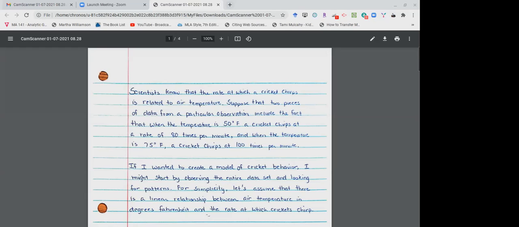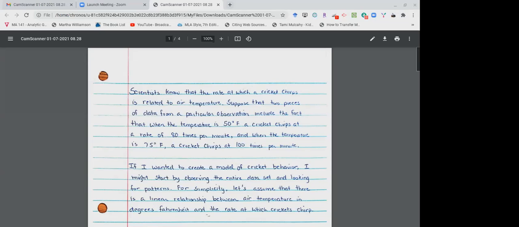If I wanted to create a model of cricket behavior, I might start by observing the entire data set and looking for patterns. So let's assume that I've taken some data, more than just the two pieces that I've given you. I've taken observations over a period of time, and I've looked at the data. And the pattern in that data we're going to assume is a linear relationship. So for simplicity, we assume that there is a linear relationship between air temperature in degrees Fahrenheit and the rate at which the crickets are chirping.